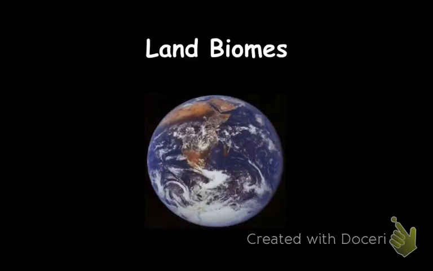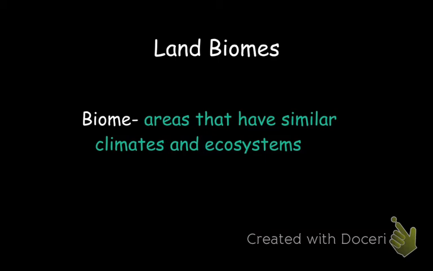As we've been looking at climates, similar climates around the world are what we call biomes. So a biome is simply an area that has a similar climate and a similar ecosystem. So let's remember that climates are made up of two things.